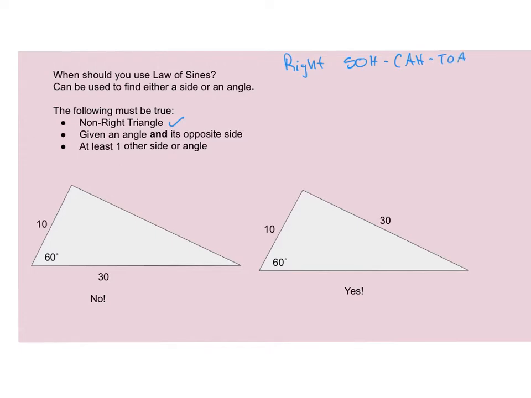The other thing is that we need to have an angle and its opposite side. So if I look in example 1, you'll notice I have an angle, but I'm not given its opposite side. So in this case, I cannot use the law of sines. In the other triangle that we have here, notice I do have an angle and its opposite side, but then you need at least one other piece of information. That can be the length of a side, or it could be an angle. It doesn't really matter. You can use either of them with the law of sines, as long as you have that other piece. So you have to have one angle and its opposite side.